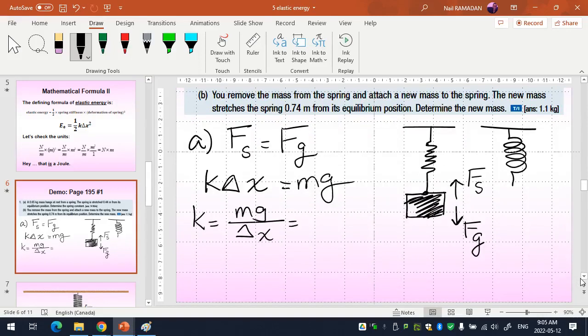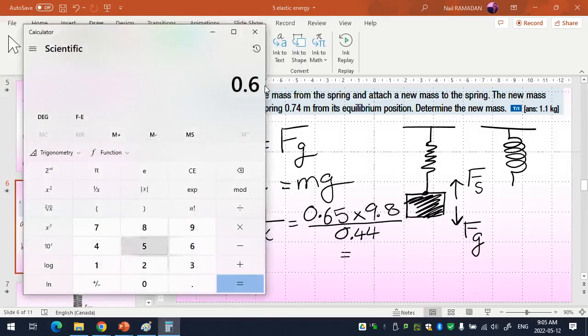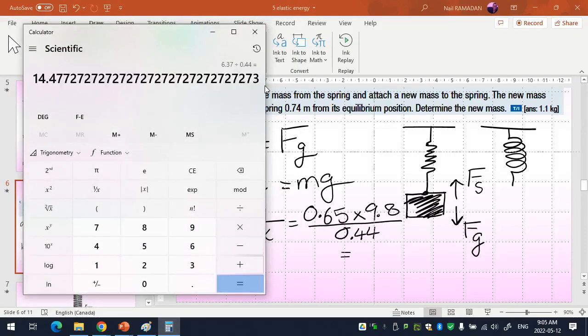Okay, how much is m? 0.65, which is always good because it's already in kilograms, times 9.8, divided by 0.44, also good because it's in meters. Done. That's it. Let's calculate this number. 0.65 times 9.8 divided by 0.44. Ready? 14 point, what's the second digit? Is it 2? Yes, it is 2.